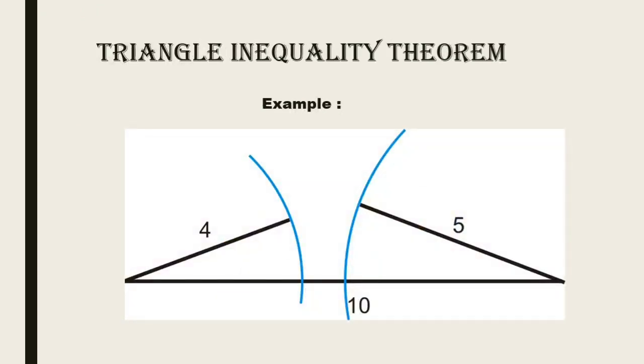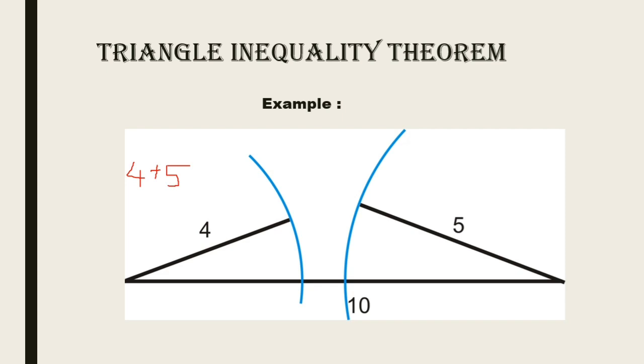Now see, in this example of the triangle inequality theorem, the sides are given as 4 units, 5 units and 10 units. Can we form a triangle with these sides? Here we can say that we cannot form a triangle. If we take 4 plus 5, which is equal to 9, the sum of two sides should be more than the remaining third side.